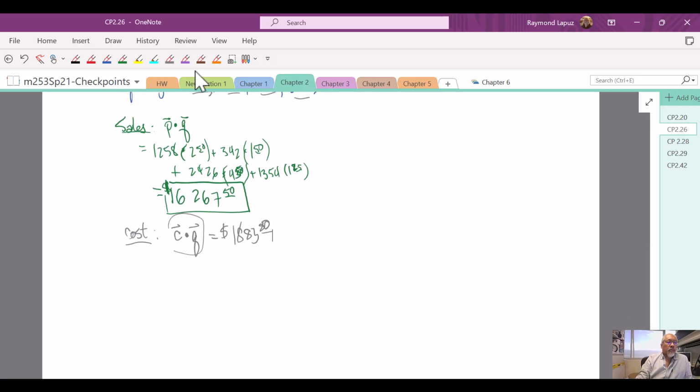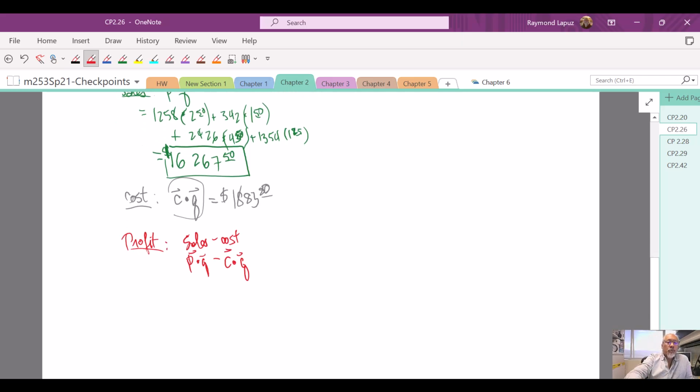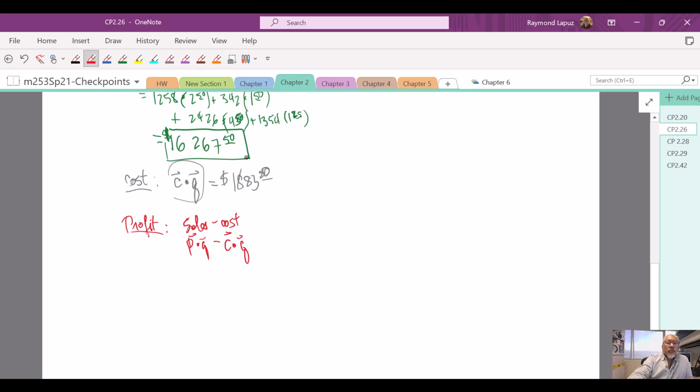which will lead us to the profit now. So the profit will be the total sales, and then you subtract out the cost. So sales minus the cost, kind of like the revenue. So that's P dotted with Q minus C dotted with Q. And we have this distribution property where you can subtract P minus C and then distribute the Q in the dot product. But we won't do that because we actually had the values already.